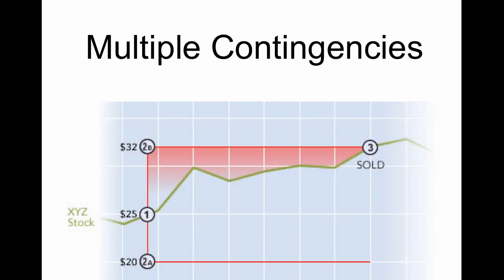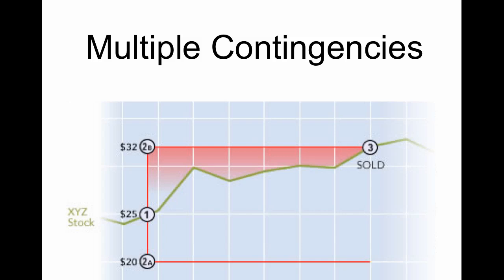Now let's talk about multiple contingencies. In this case, this is where you enter an order that has 2 sets of criteria. One order is going to trigger, or the other order is going to trigger, if that set of criteria gets filled first. In this case, we have XYZ stock again that we bought at $25. We're going to automatically place 2 contingent orders around that initial purchase. One is going to be to sell the stock at a loss at $20, and that's in circle 2A. The other is going to be to sell the stock at a profit when it reaches $32.